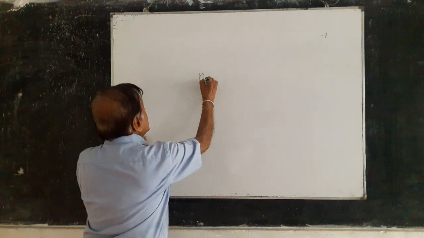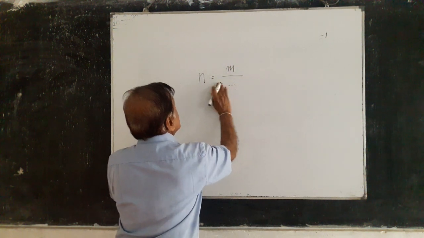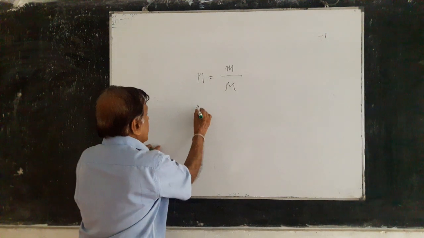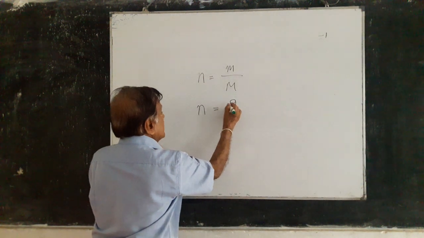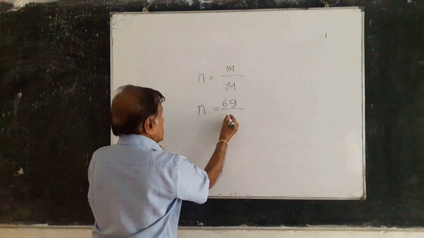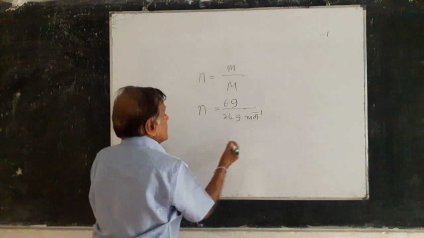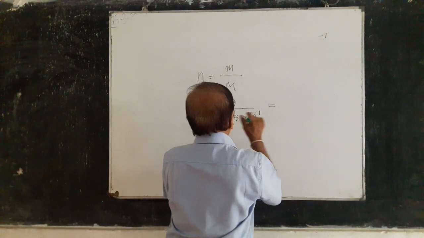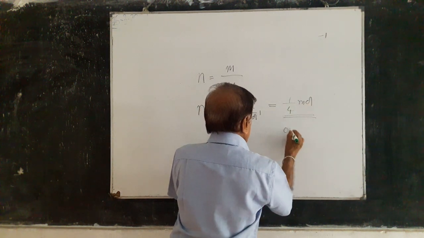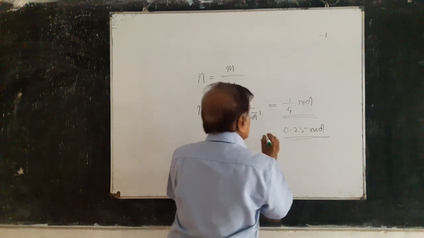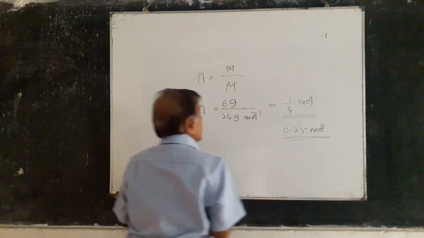Formula is n equals m upon M. n is the number of moles, m is 6 grams of magnesium, and the molar mass of magnesium is 24 grams per mole. Simplify this and you will get 1/4 of a mole or 0.25 moles. So you can calculate all these using that formula also.